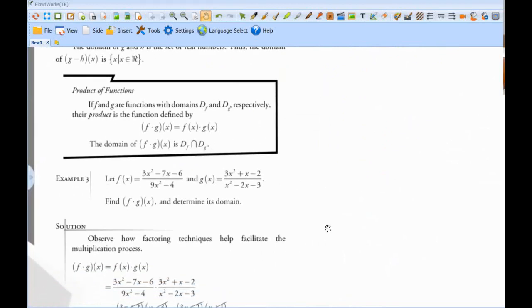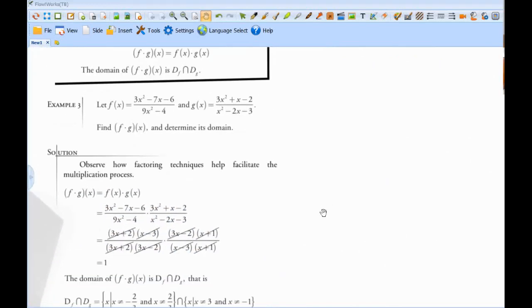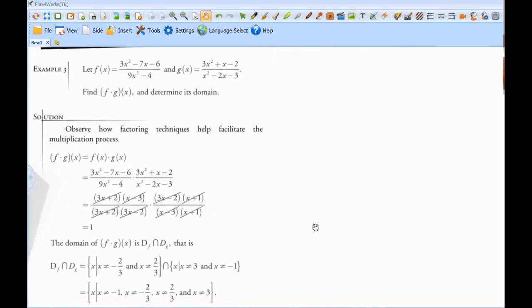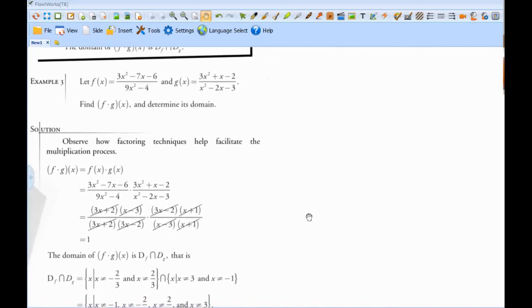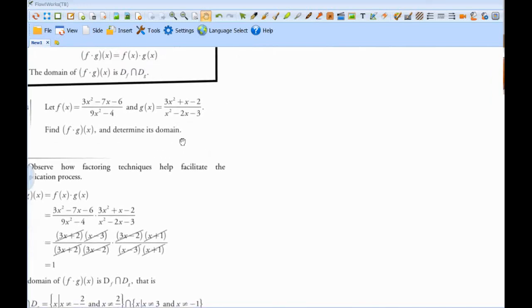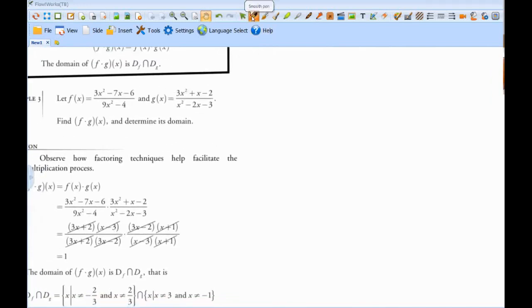product. So when we multiply, it's the same thing. It's like adding and subtracting. But this time, we are multiplying, right? So let f of x be this and g of x be this one. Find f times g. So you multiply, right? Okay, so let us try to multiply the given values.